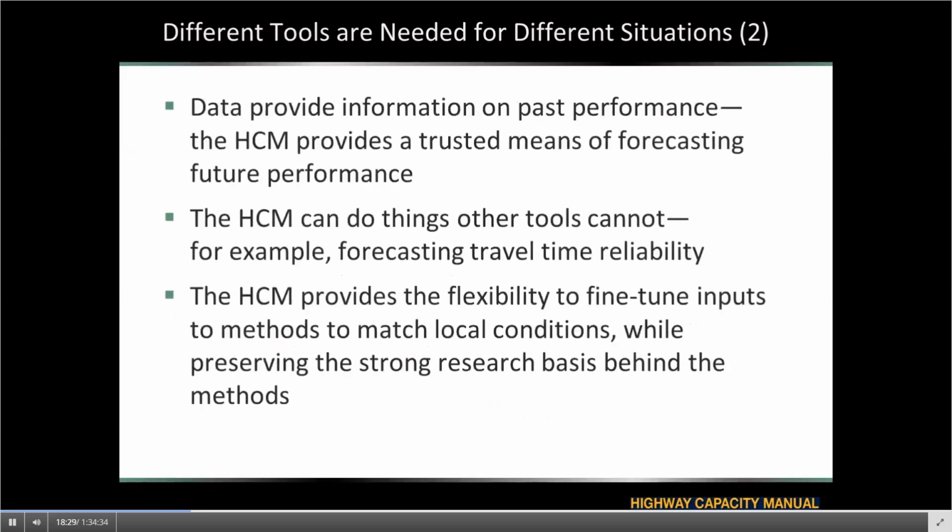In addition, the HCM can do things that other tools cannot, such as forecasting travel time reliability. HCM methods are also well-researched and well-documented, providing transparency and confidence in the results, while preserving an analyst's ability to fine-tune methods to match local conditions.